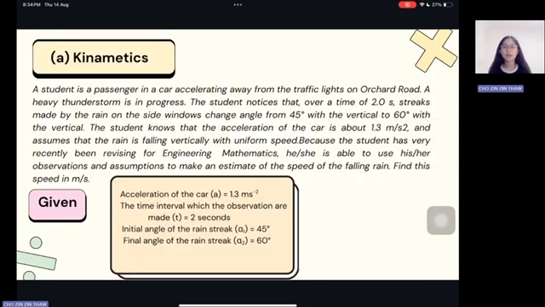The first question involves a student in a car accelerating away from a traffic light during a tennis throw. The student observed that the ring streaks on the side window change angle from 45 degrees to 60 degrees with the vertical over 2 seconds. We are told that the car's acceleration is 1.3 meters per second squared and the ring is falling vertically at a constant speed. So what we have to estimate is the vertical speed of the ring.